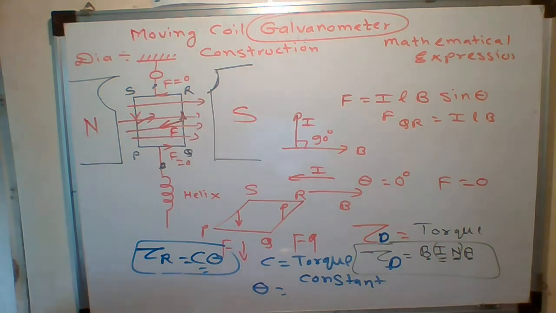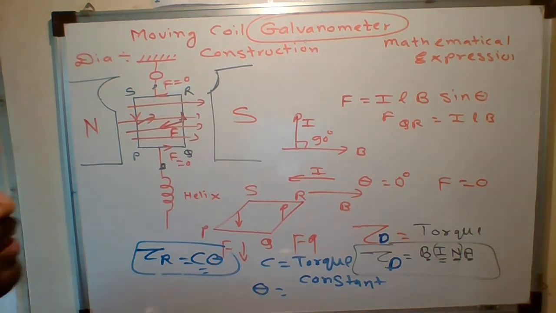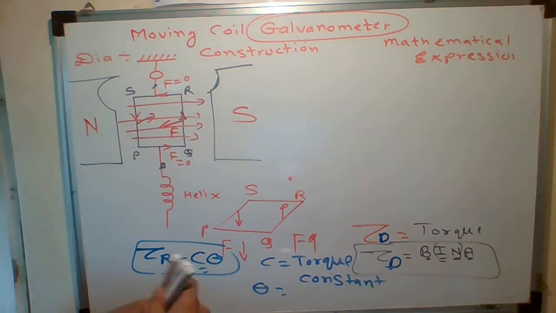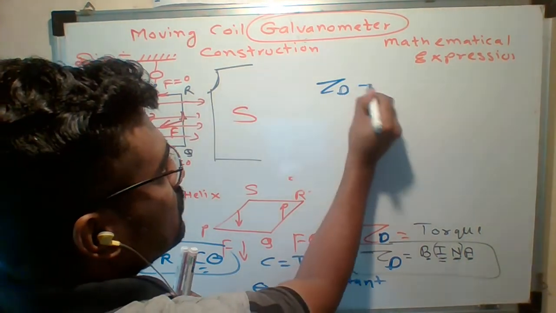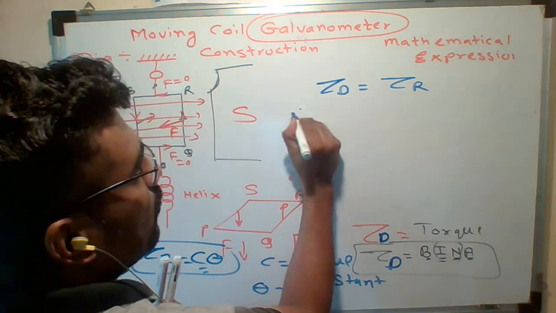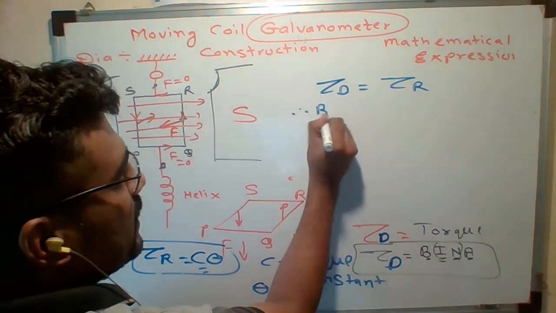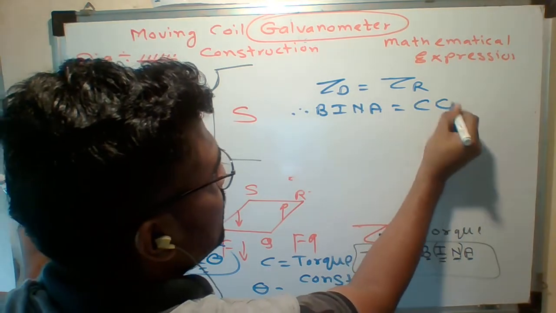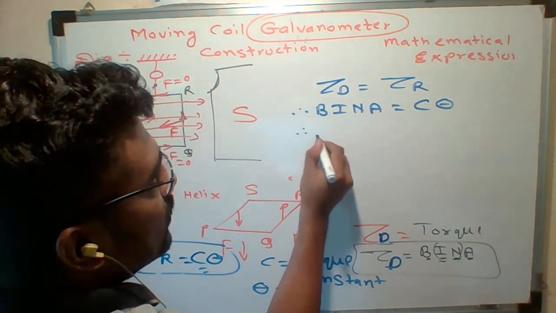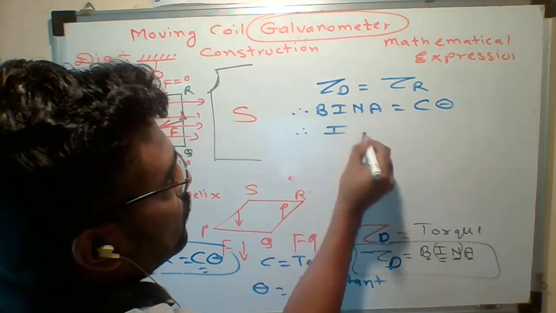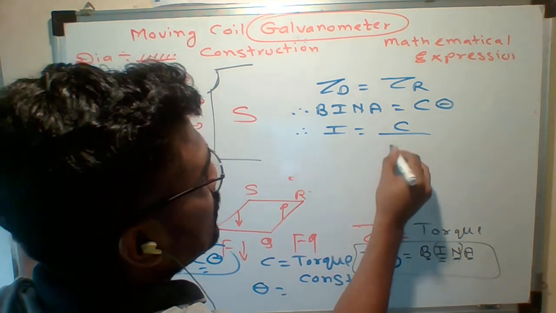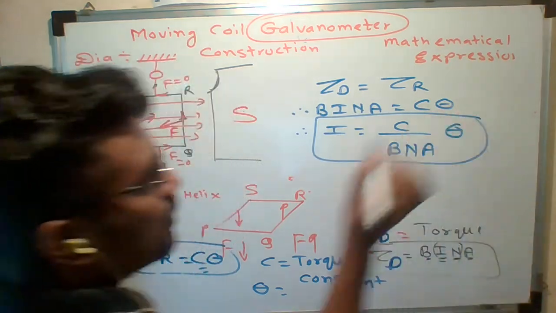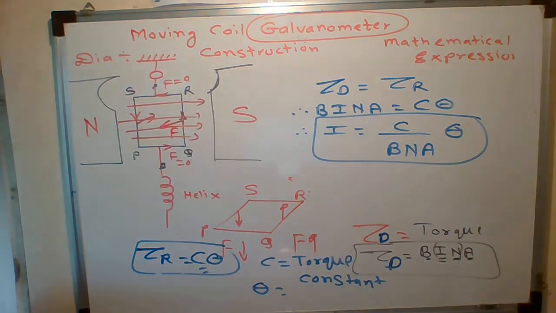So now I am going to finalize the formula. Remember, deflecting torque tau d is always equal to tau r. What is tau d? We proved it is B I N A. What is tau r? C into theta. So students, what is the final formula? I equals C upon B N A into theta. This is the formula for current flowing through the moving coil galvanometer.